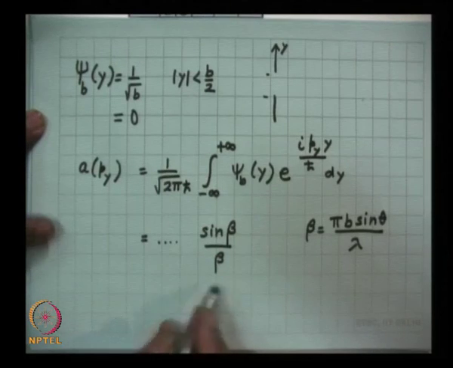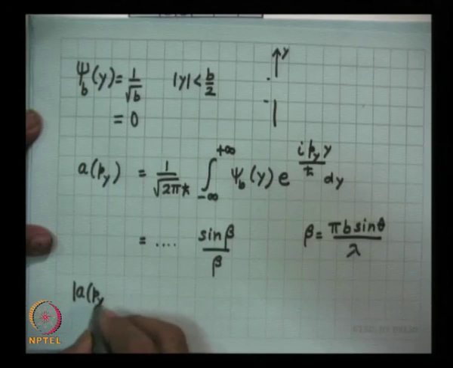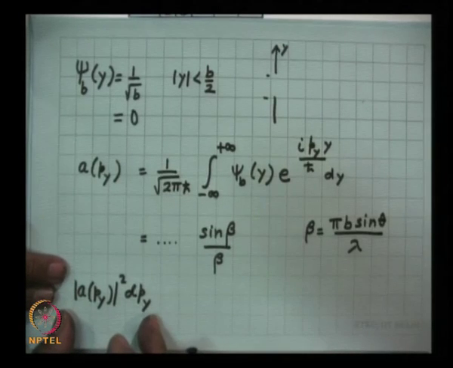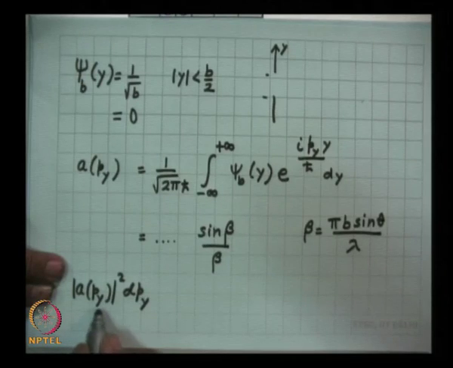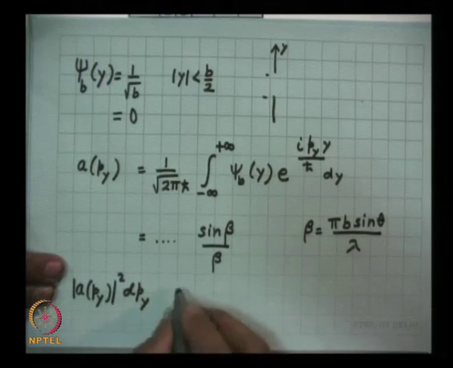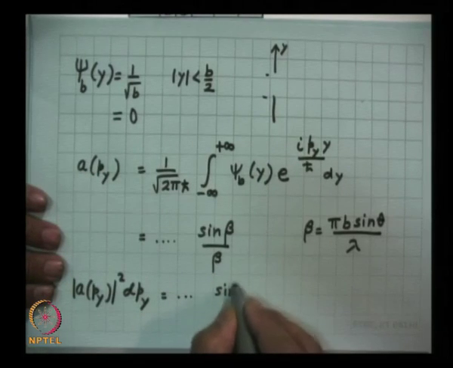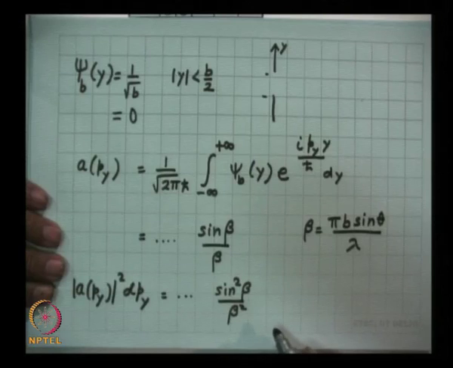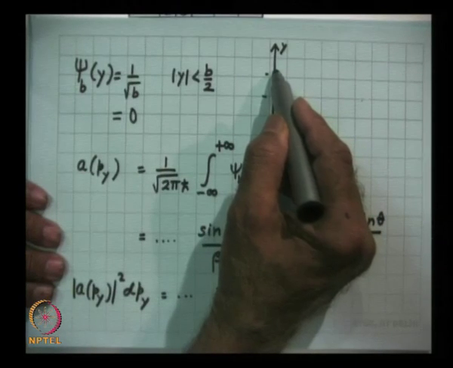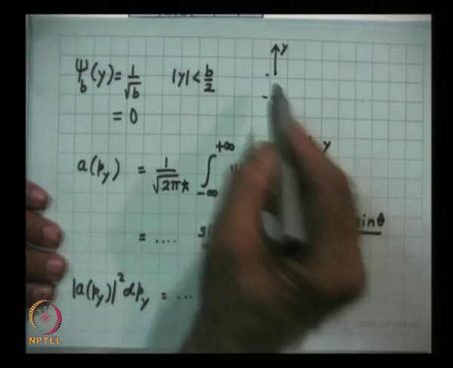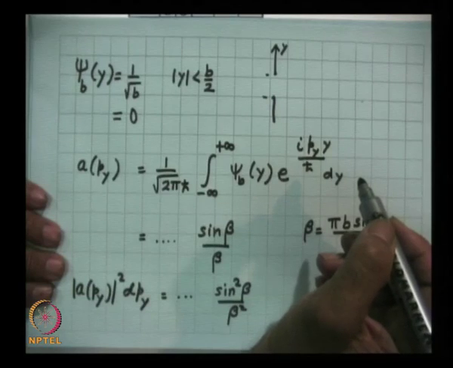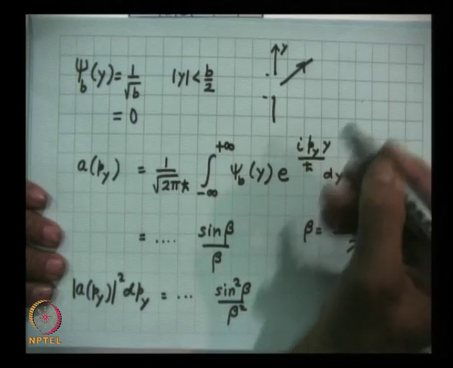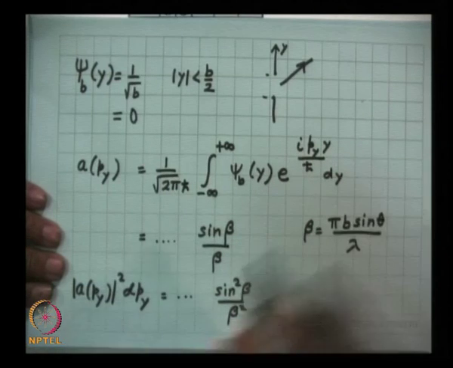And so, mod A p y square d p y is the probability for the electron or the proton to have the y component of the momentum between p y and p y plus d p y, and that would be proportional to sin square beta by beta square. And this, as we all know, is the single slit diffraction pattern. So, by confining the electron or the proton to pass through a slit of width b, the slit itself imparts a momentum in the y direction, and the probability distribution of that momentum is given by this expression.